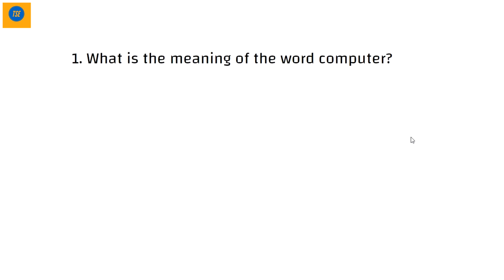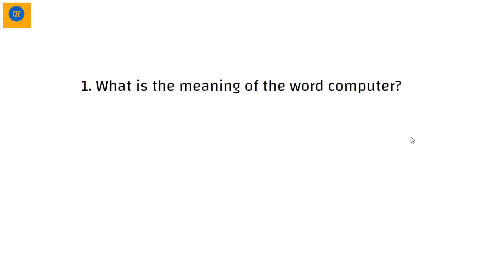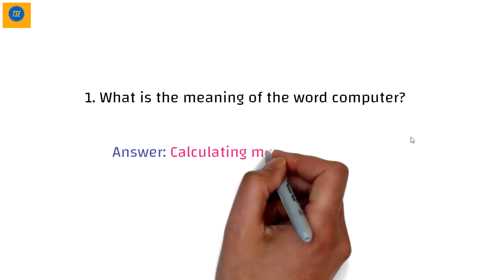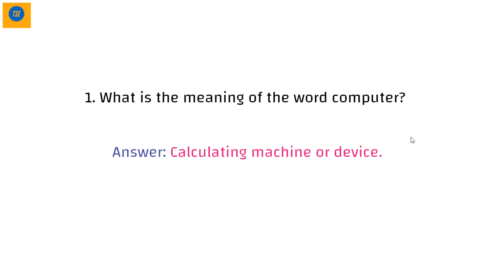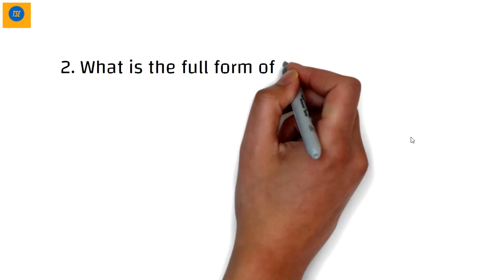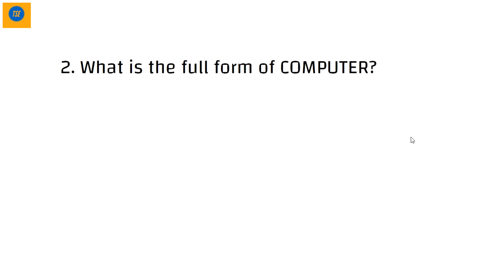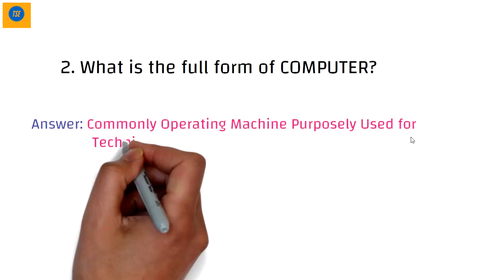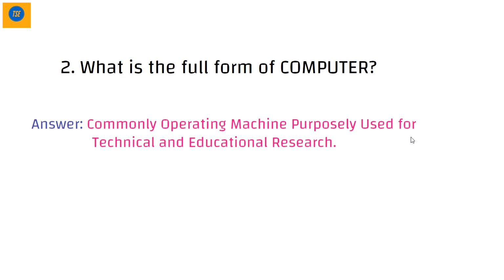Question number 1. What is the meaning of the word computer? Answer: calculating machine or device. Next question. What is the full form of computer? Answer: commonly operating machine purposely used for technical and education research.